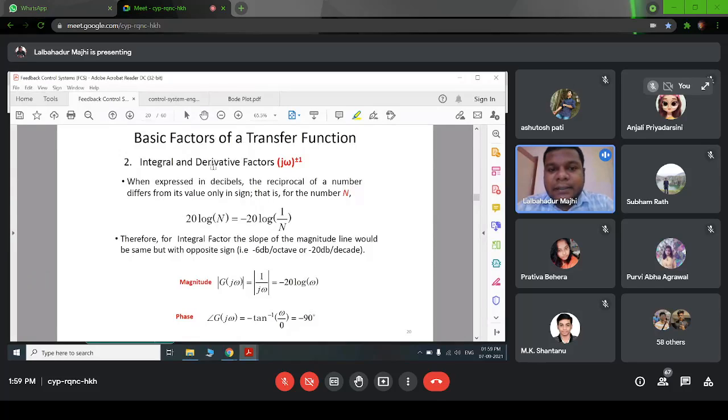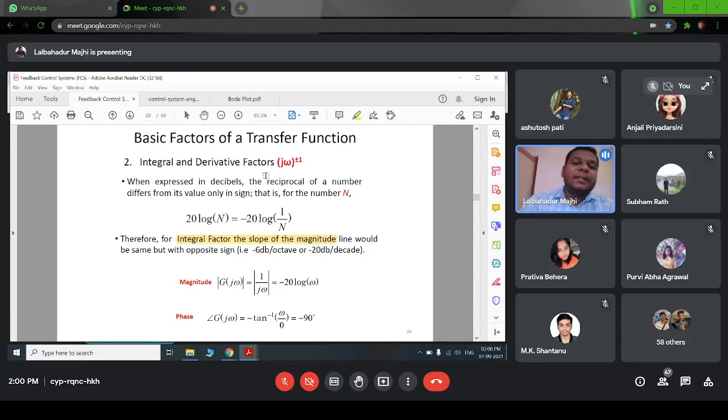Similarly, earlier it was a derivative factor, right? Only s. So if we take the integral factor, that is 1 by s. At 1 by s, it will be this one. When expressing decibels, the reciprocal of a number differs from its value only in sign. So for the number n, 20 log n can be written as minus 20 log 1 by n, right? So similarly, for the integral factor, the slope of the magnitude will be the same but with opposite sign, right?